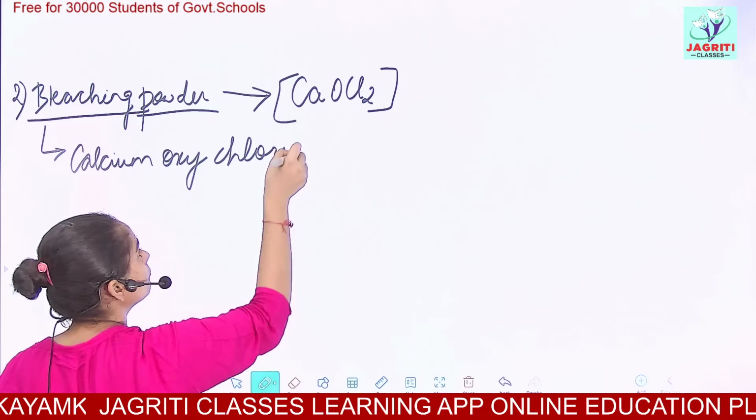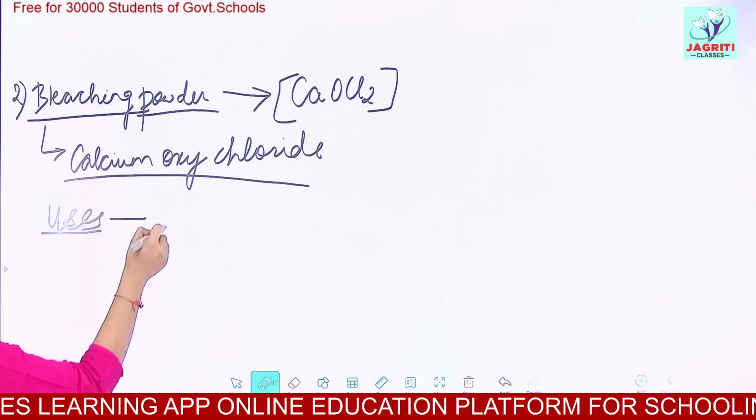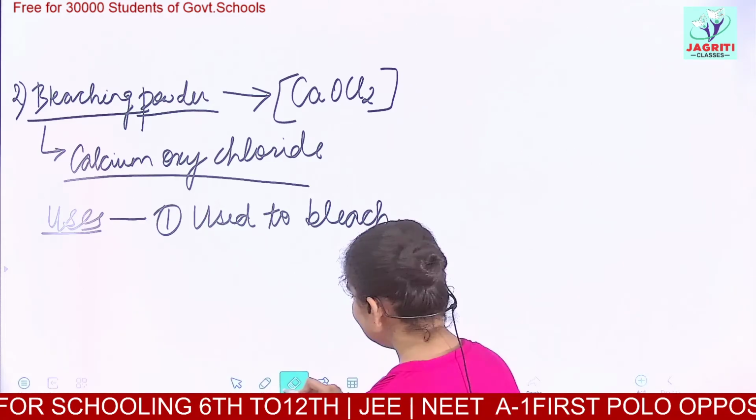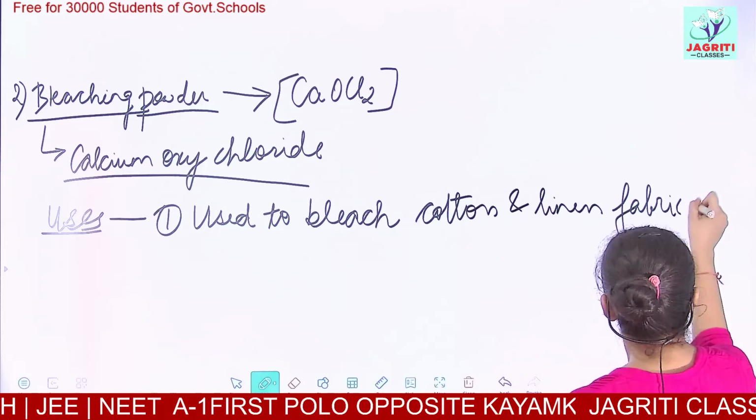Okay, and what are the uses of bleaching powder? Very simple. The first use is that bleaching powder is used to bleach. Bleach means to fade away the color or to lighten the dark shades of color. It is used to bleach cotton and linen fabrics. So this is the first use.